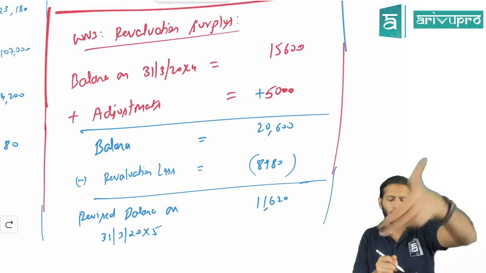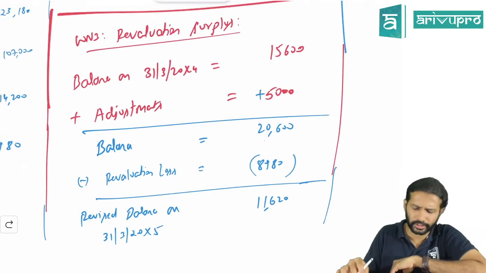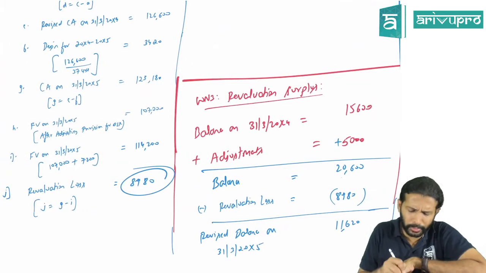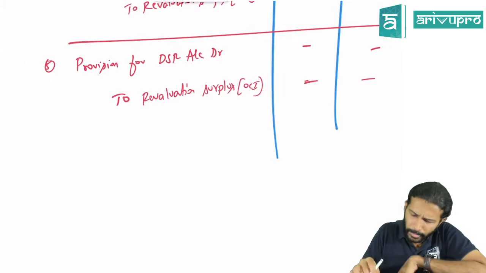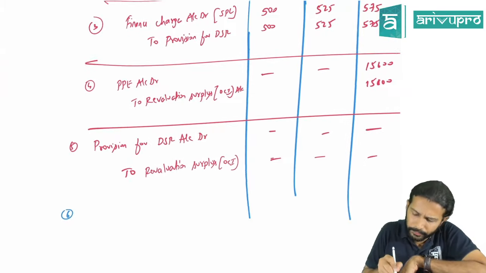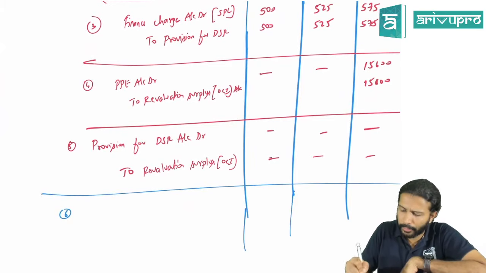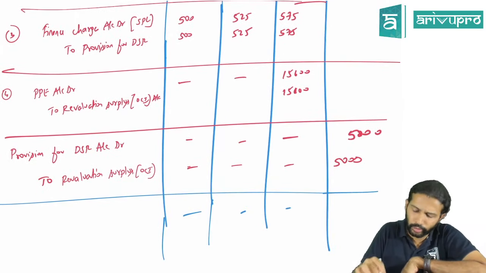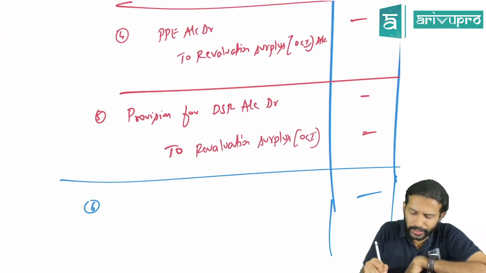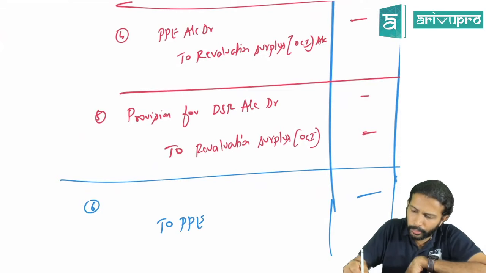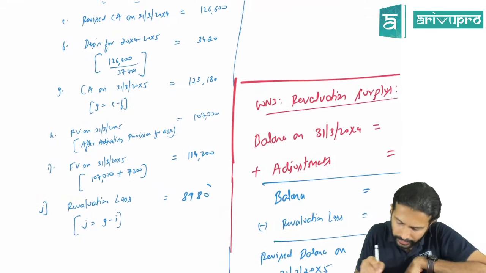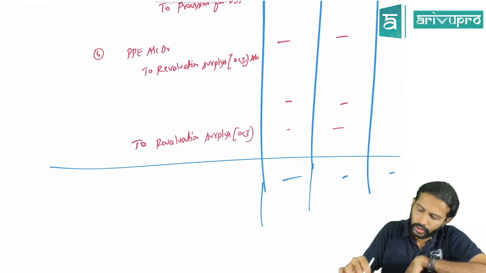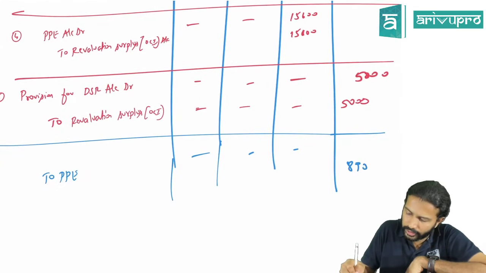Okay, the entire loss will be adjusted off with revaluation surplus itself. Okay, so the entry for this will be, you have to reduce PPE. So the sixth entry will be, and the property, plant and equipment will get reduced. So PPE, if you have to reduce, means you will credit property, plant and equipment. How much? You need to reduce it by 8,980. No? Okay, amount I'll write off 8,980.